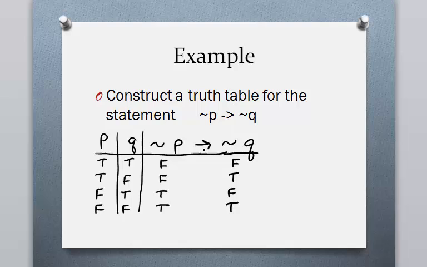So then we'll look at the implication. And remember that this will be our answer column once we have it completed. So if the first one is false and the second one is false, then we know we have a true. If the first one is false and the second one is true, we also have a true. If the first one is true and the second one is false, we have a false. And if the first one is true and the last one is true, then we have a true. And this completes our truth table for the statement.